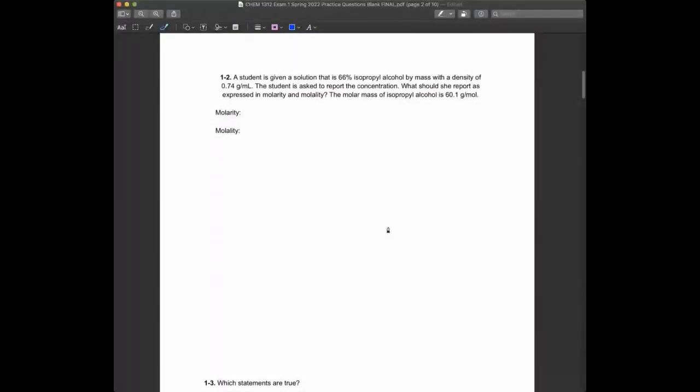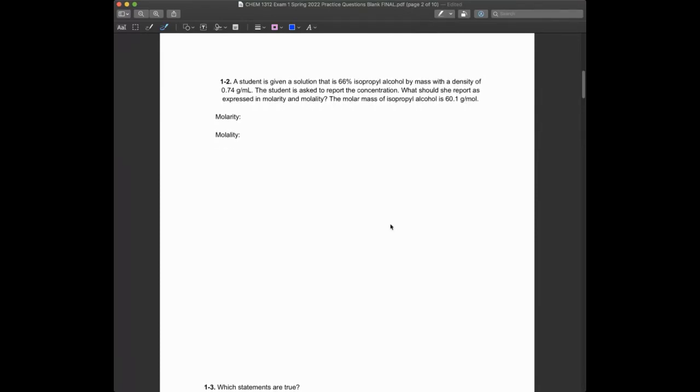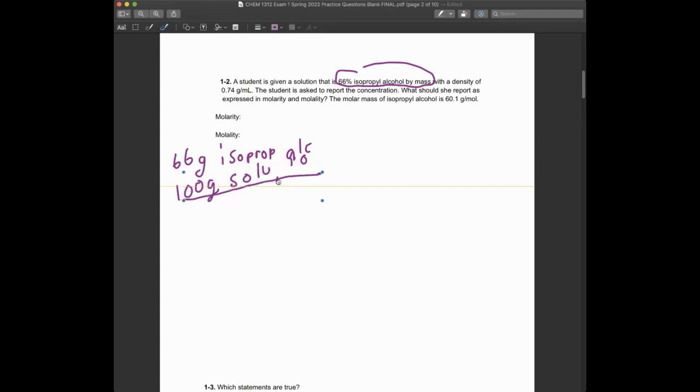So, is it assumed that the solvent is water? Yeah, sure. We can go ahead and assume that. Okay, so let's do this. So what we know first is that we have this key fact, right? And so if you have a percent by mass formula, you can deduce that you have 66 grams of isopropyl alcohol, go ahead and denote that, over 100 grams of solution.